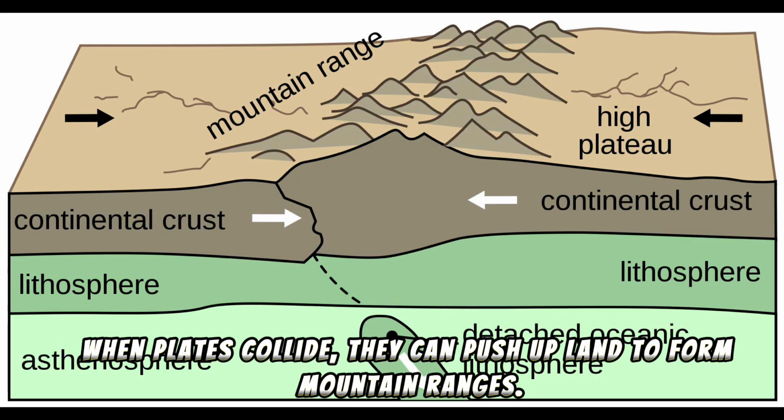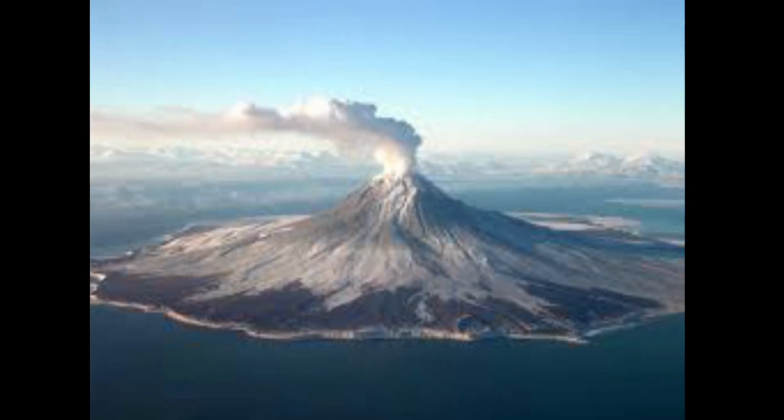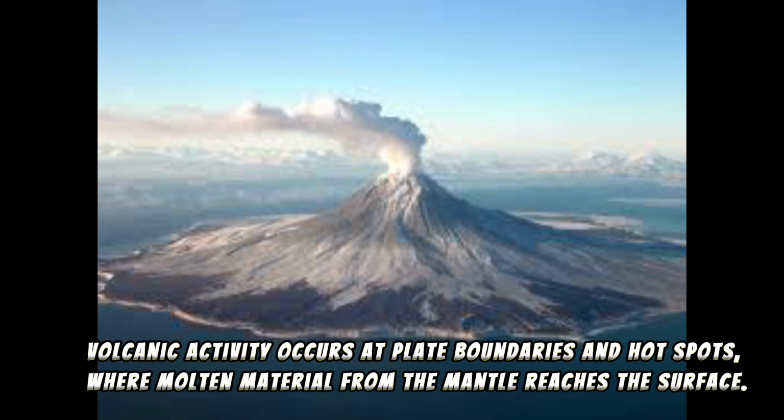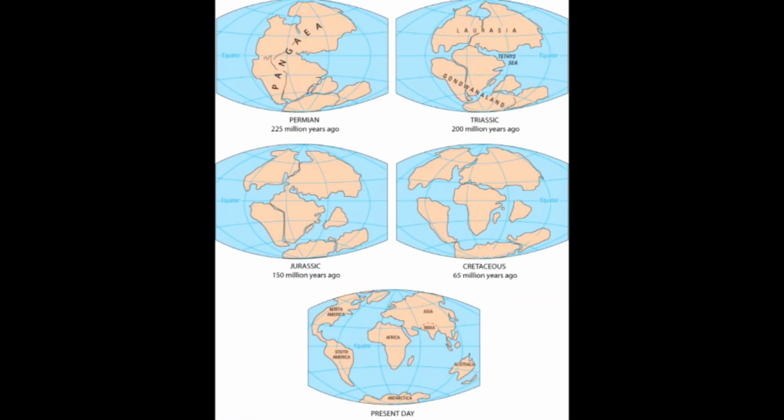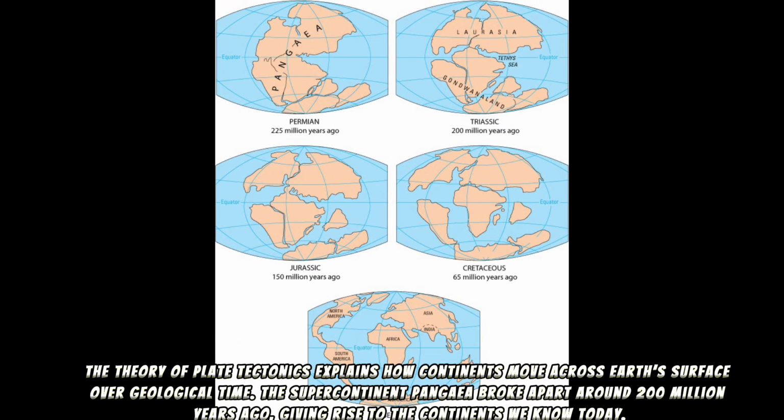When plates collide, they can push up land to form mountain ranges. Volcanic activity occurs at plate boundaries and hot spots, where molten material from the mantle reaches the surface. The theory of plate tectonics explains how continents move across Earth's surface over geological time. The supercontinent Pangaea broke apart around 200 million years ago, giving rise to the continents we know today.